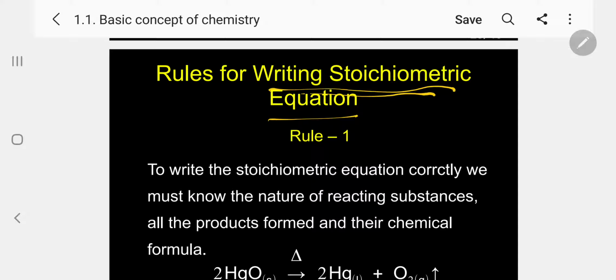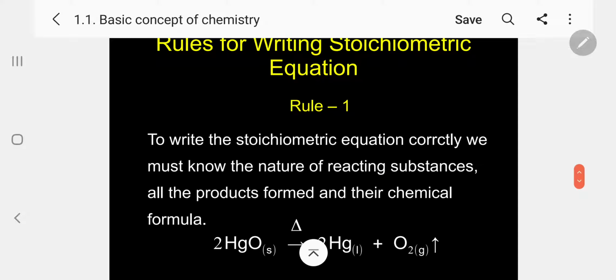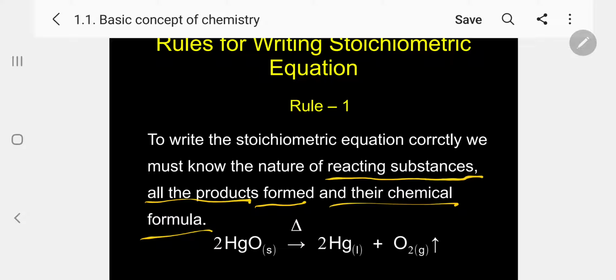So you must keep this in mind. How to write a stoichiometric equation? Rule 1: to write the stoichiometric equation, kindly follow correctly, we must know the nature of the reacting substances, all the products formed and their chemical formulas. So we know the formula and the nature of the substance, gas, solid or liquid. In this case, I am writing mercuric oxide solid, 2 moles, on action of heat giving 2 Hg liquid and O2 gas. Gas means I am putting an arrow. This is rule 1.